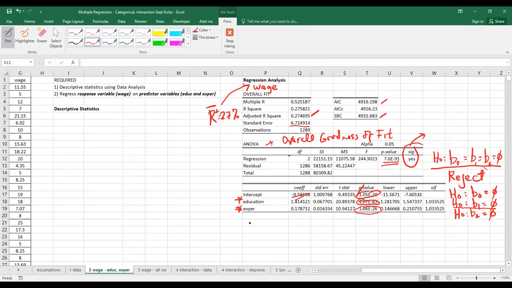Therefore, we can now write our model wage. Okay, di ba? Naalala to wage sub i, okay? This hat symbol means it's predicted, di ba? It's equal to negative 9.586. Okay, I'll just drop it to 3 decimal places.